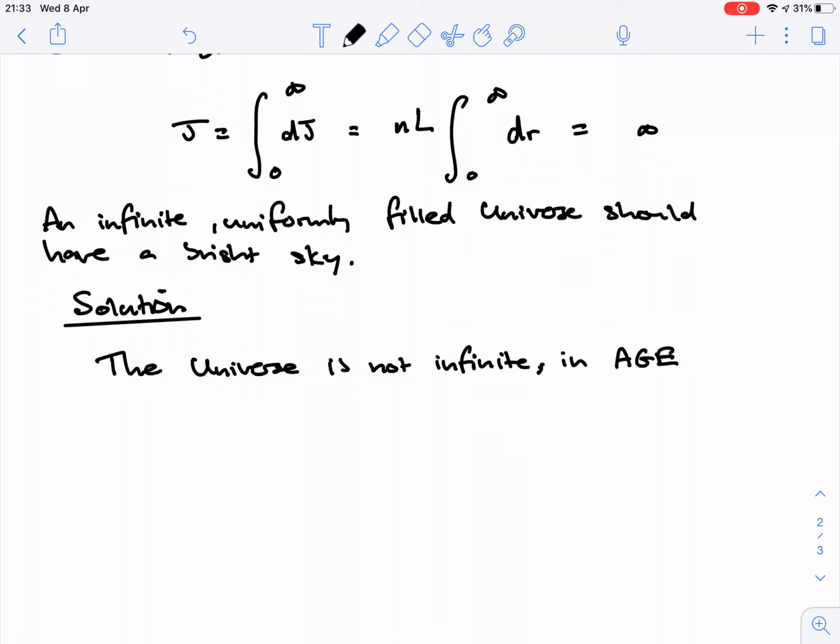But the point is that if the universe has a finite age, then light from distant stars travelling at the speed of light has only had time to travel the speed of light times the age of the universe, and therefore we haven't seen it yet. So light from distant stars is not yet seen.